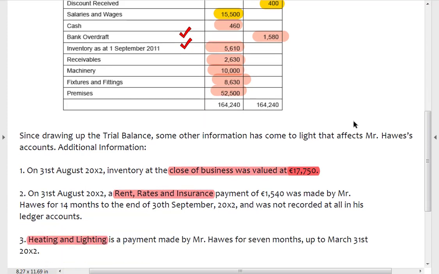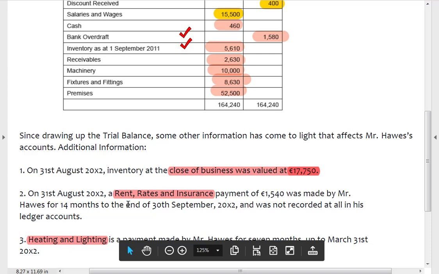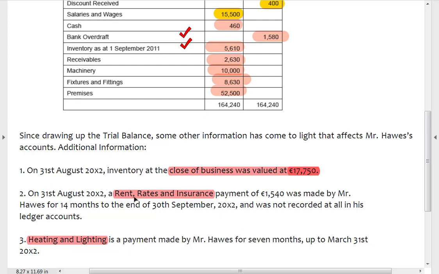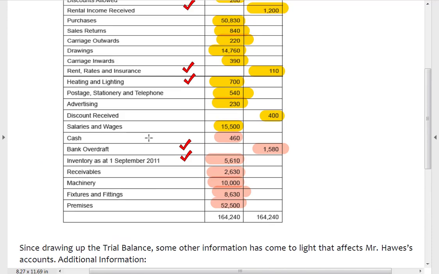The next one then was that on the 31st of August X2, a rent, rates and insurance payment of £1540 was made by Mr. Hawes for 14 months to the end of September X2. And this wasn't recorded at all in his ledger accounts. Okay, so first of all, we're going to say it wasn't recorded in his ledger accounts at all. It's a payment, so I'm definitely going to have to record this in bank. So you can see here I've ticked bank, okay, to say I've got to do something with this. And then I've also got to tick the rent, rates and insurance account, which I have also done.